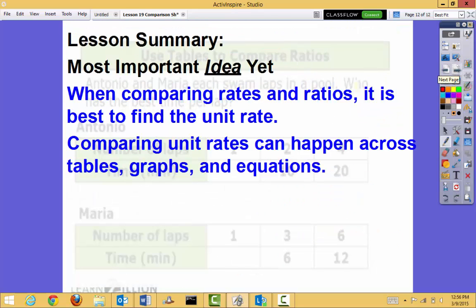Okay, so here's our lesson summary. It's the most important idea yet we've worked with. When we're comparing rates and ratios, it is best to find the unit rate. So we're almost always going to look for that unit rate when we compare rates and ratios. It's going to be our easiest way. Comparing unit rates can happen across tables, graphs, and equations.